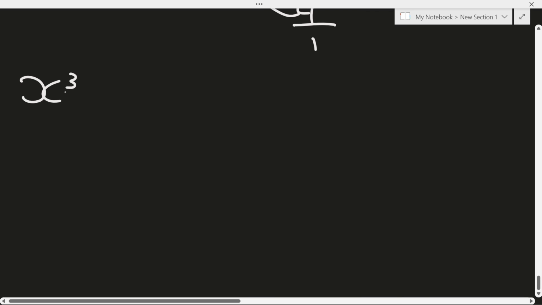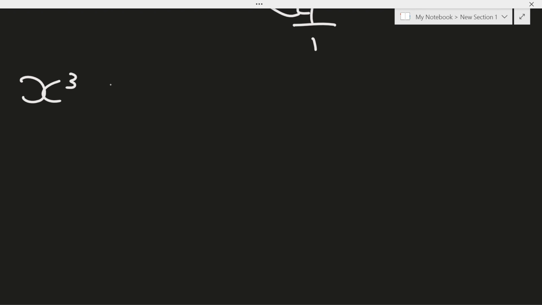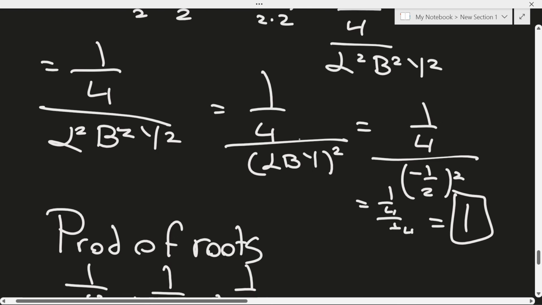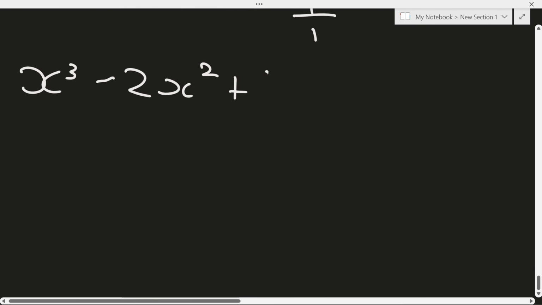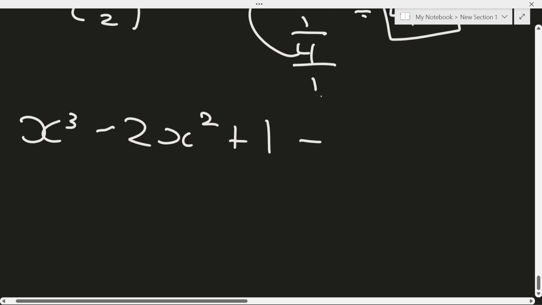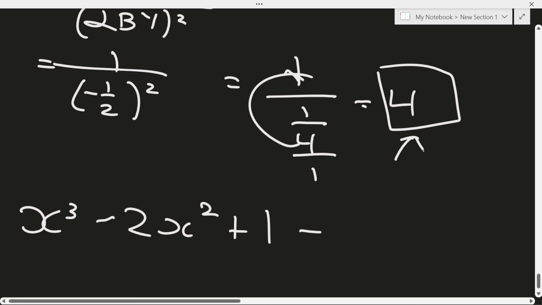So we have x cubed, right? And what is the formula that all cubic polynomials will follow? Please tell me the formula. I hope you remember. It is x cubed minus the sum of the roots, which I just fixed and said was 2, x squared, plus the sum of the product of two of the roots at a time, which we just found out and said was 1, right here, plus 1, minus the product of the roots, which we just found out was 4.